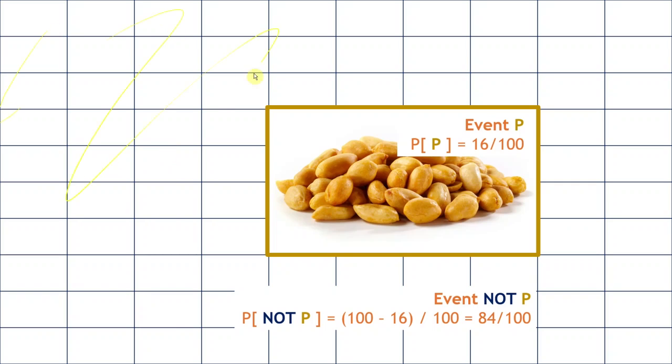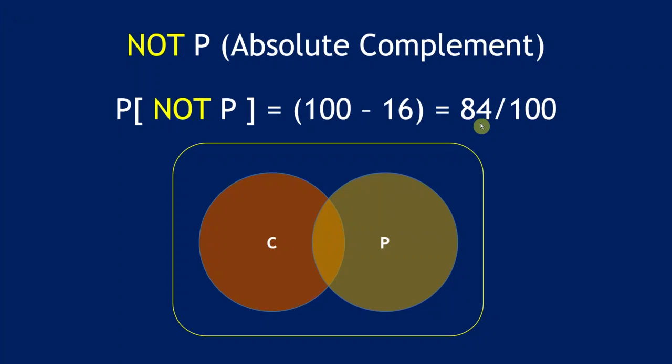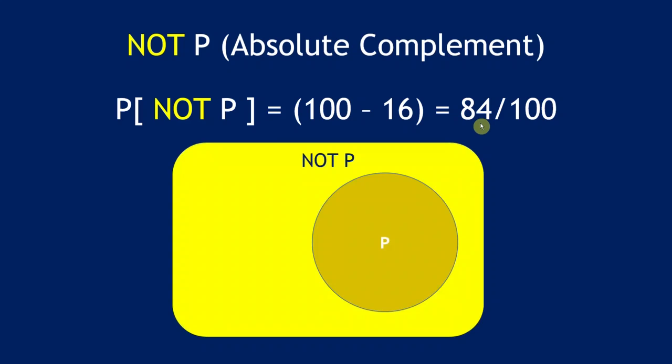So you can see right here, lots of people who don't like peanuts, which I don't understand because I love peanuts. But clearly I have a minority because only 16 out of 100 likes peanuts in this particular sample space. So again, not P is another form of absolute complement. And it's this region that's outside of the P circle.